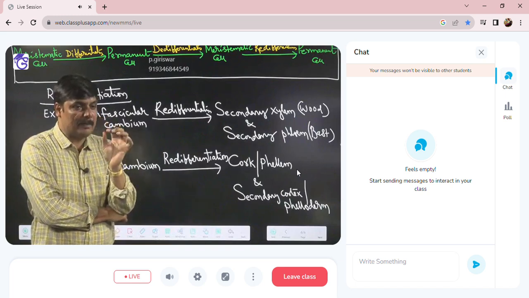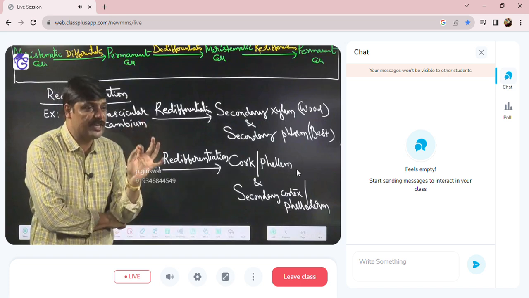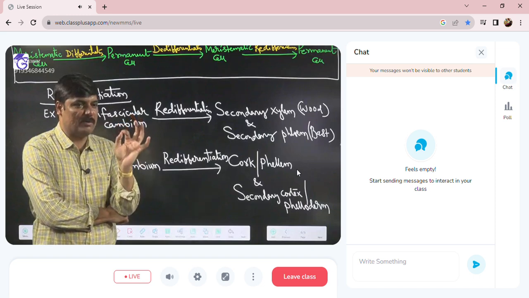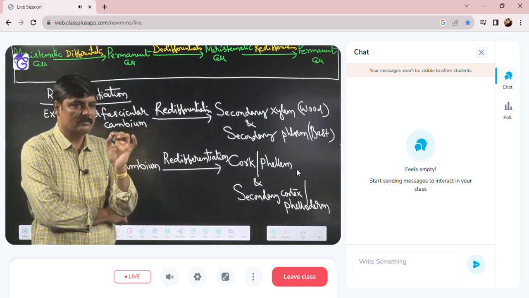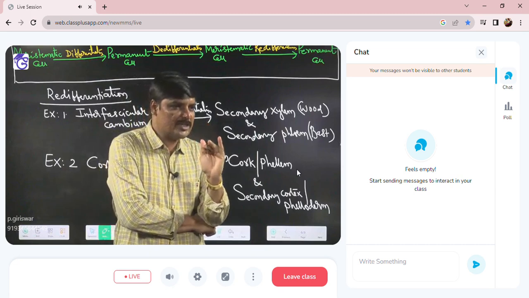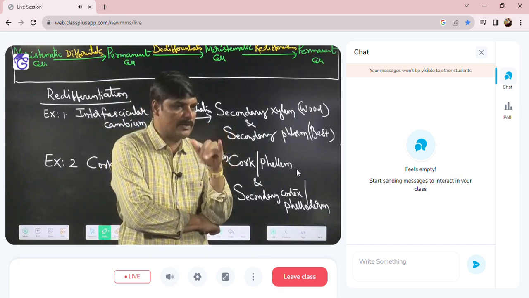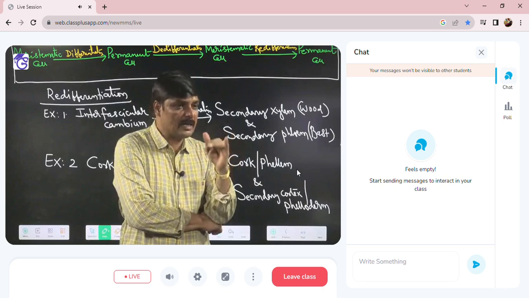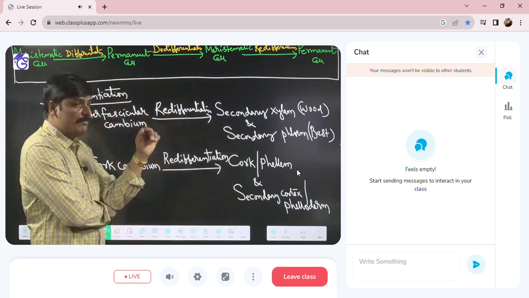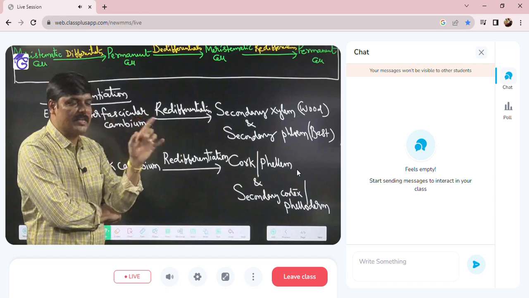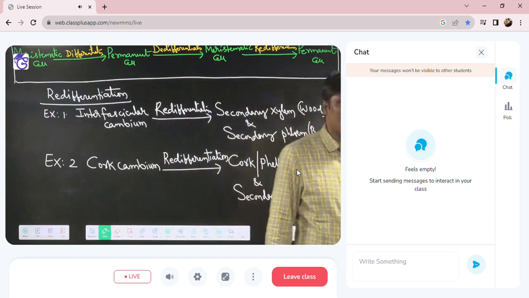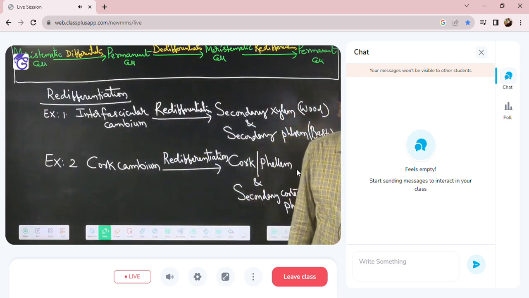Primary xylem and primary phloem are formed by the differentiation process. Cork cambium and vascular cambium are formed only in the plants that undergo secondary growth. That means dedifferentiation and redifferentiation are not seen in all the plants, only in the plants which show secondary growth, that is dicots and gymnospermic plants.